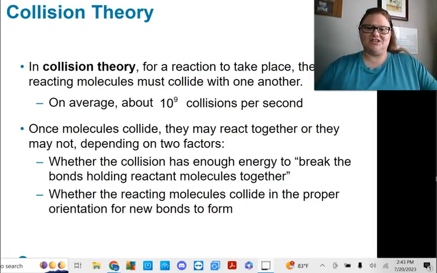One, does the collision have enough energy to break the bonds that are holding the molecules together, right? Because that's a chemical reaction. You have to have bonds break, okay? Otherwise, you have a mixture. And the second point is whether the reacting molecules collide with the proper orientation to facilitate new bonds to form.